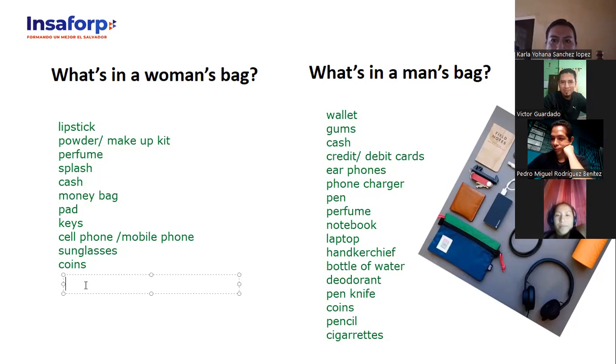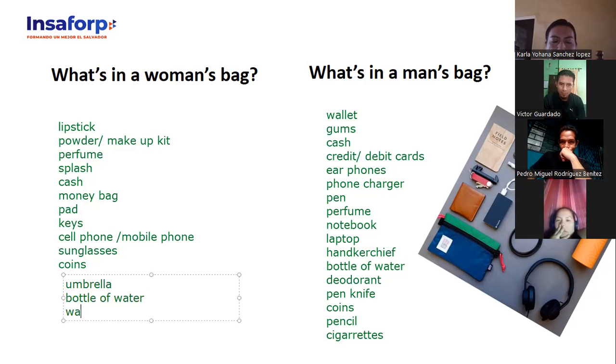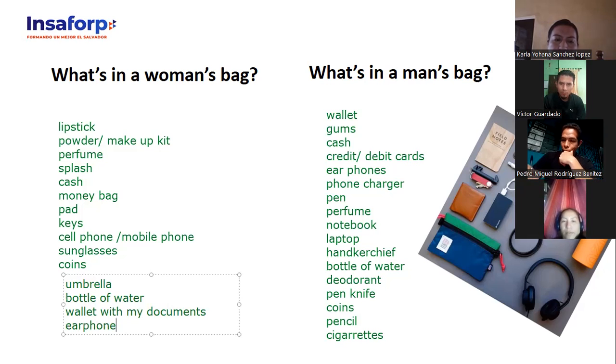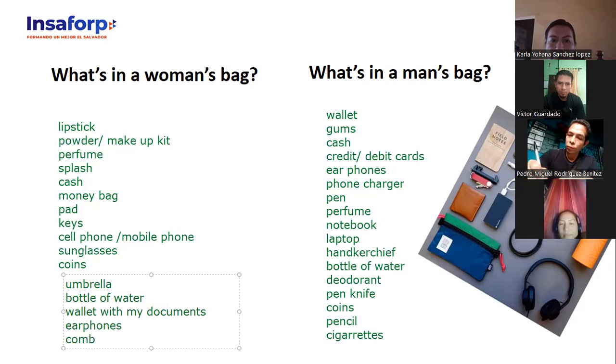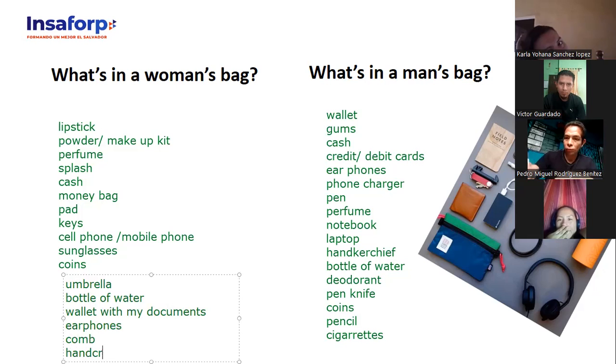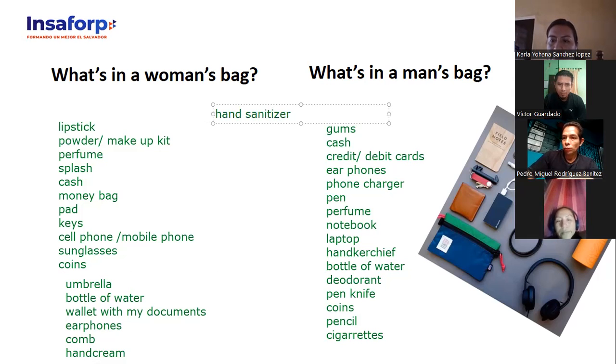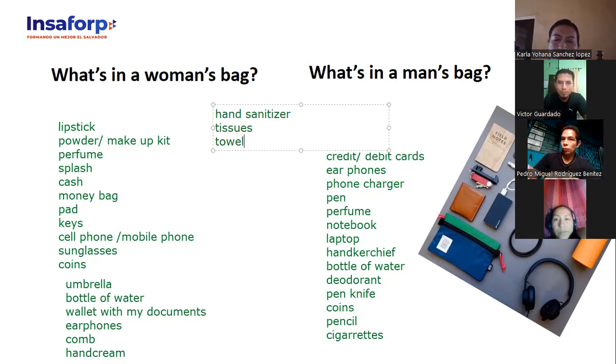Okay, so what else is in a woman's bag? For example, I bring an umbrella. Una sombrilla, umbrella, also a bottle of water, a wallet with my documents. Sometimes the earphones too. Comb, un peine. A comb, yes. Hand cream, crema de manos. Oh, yes, the hand sanitizer, el sanitizador de manos. Okay, sometimes tissues or towels, toallitas or tissues, right? To clean the hands or the face.